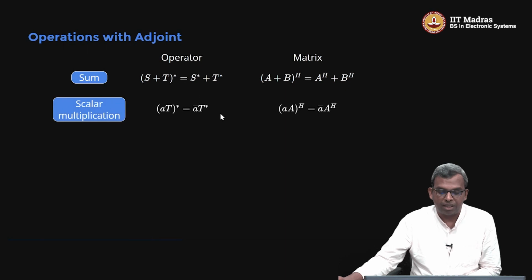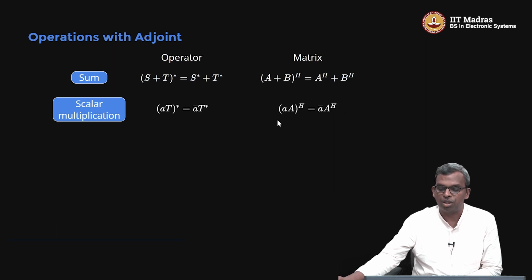Here is scalar multiplication, where the conjugate of A will make an appearance. I am going to take T, multiply with A, and then take the adjoint. When I do that, it is the same as A bar, the conjugate of A, multiplying T star. Notice how, when you multiply by a scalar, you get the conjugate of that. That is because of the nature of this operation of T star. The analogous matrix statement is that A times A whole Hermitian is A bar times A Hermitian. You can prove these things very easily. Once again, you can go back and look at the proof that I made for the sum, modify it suitably, and you will get this answer.